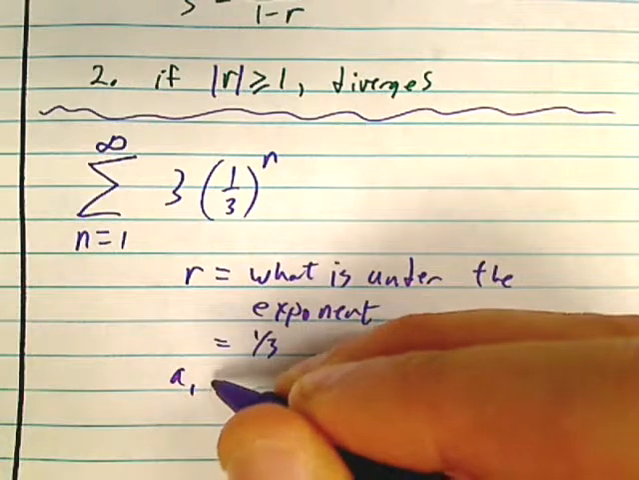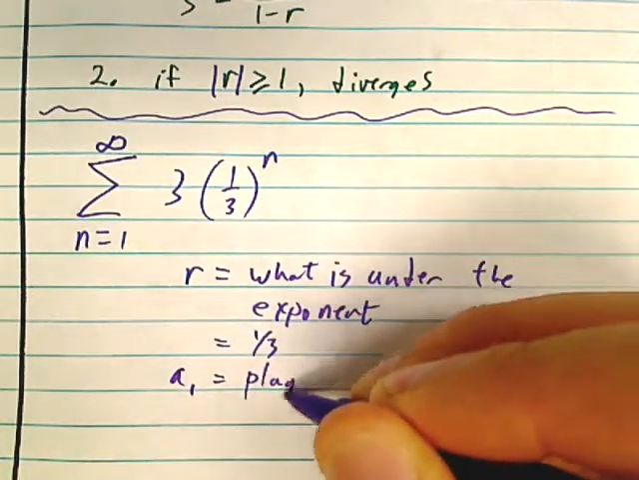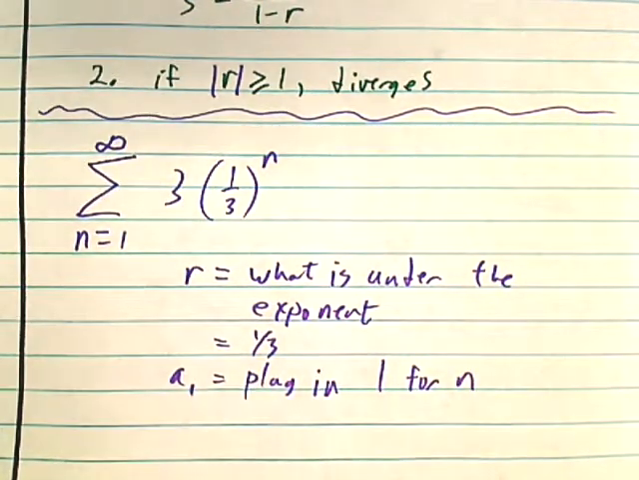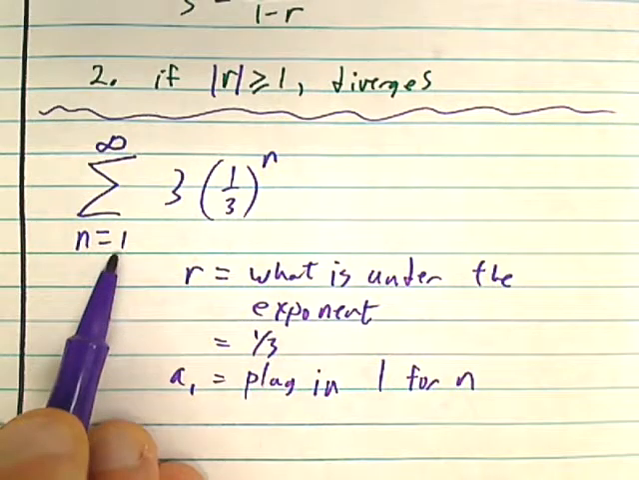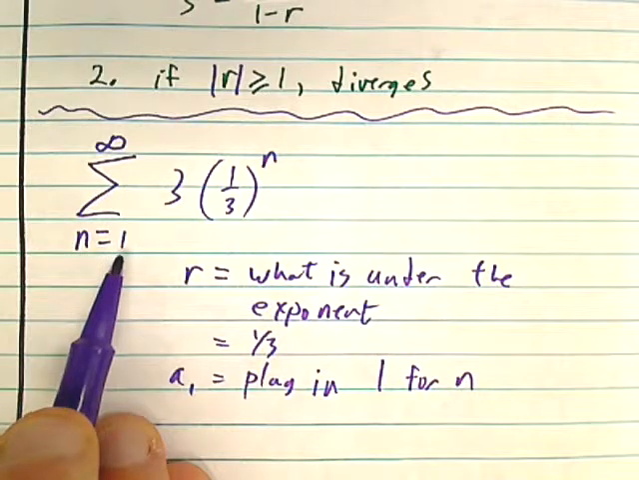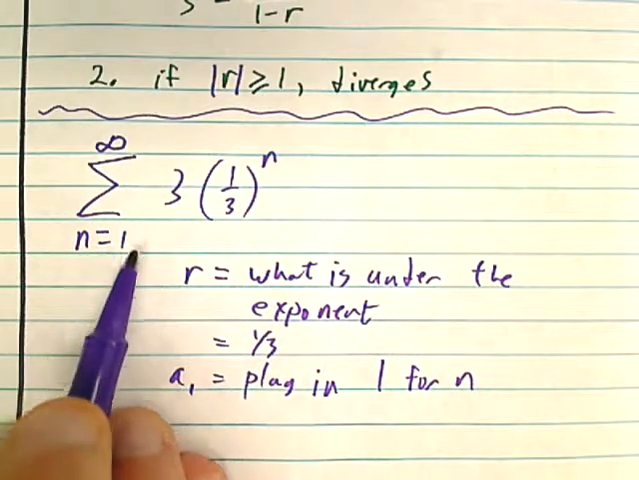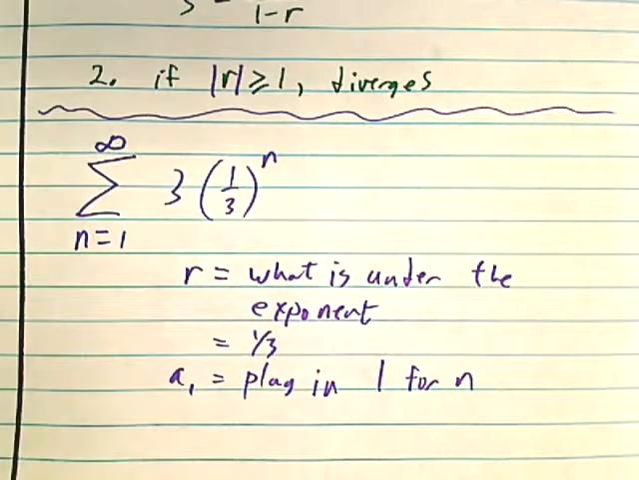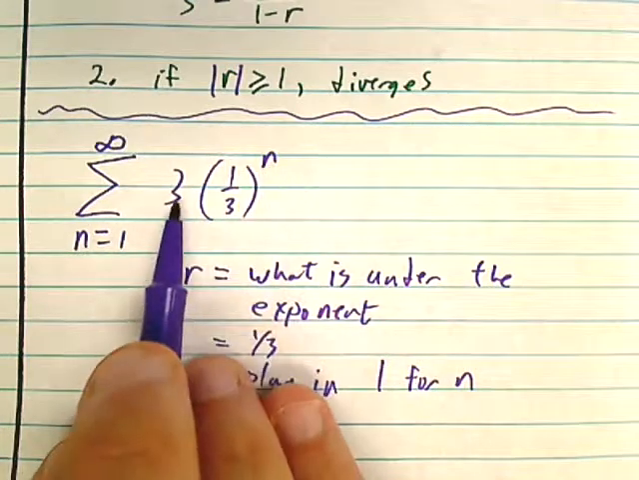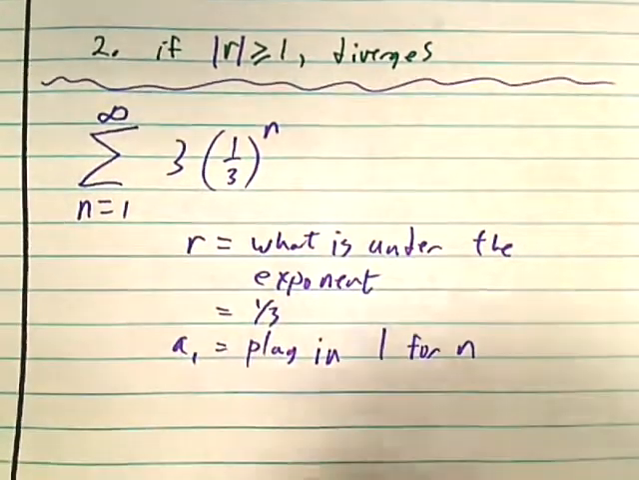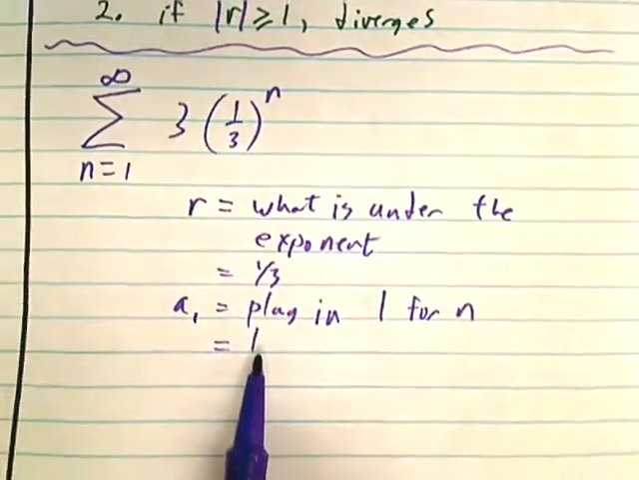To find a1, plug in 1 for n. Okay, now this could vary slightly. You see here we're starting with 1, n equals 1, so plug in 1. They could have n equals something else, 99% of the time that they won't. But whatever number is here, that's your first term. So plug in that number for n. And that will give you a1. In this case, if you put in 1 for n, that's just 1/3. 3 times 1/3 is 3 over 3, which is 1. So in this case, r is 1/3, and the first term is 1.